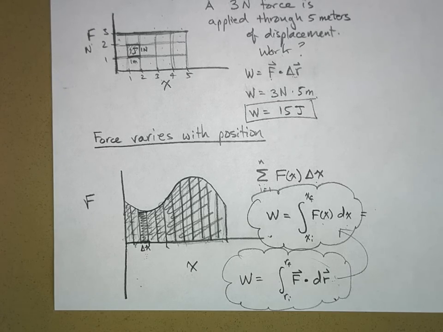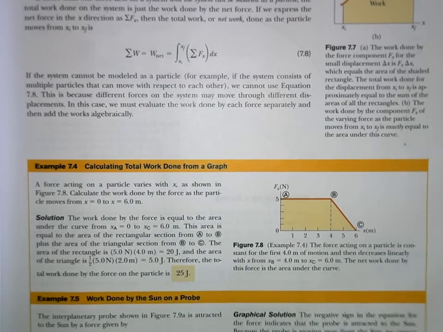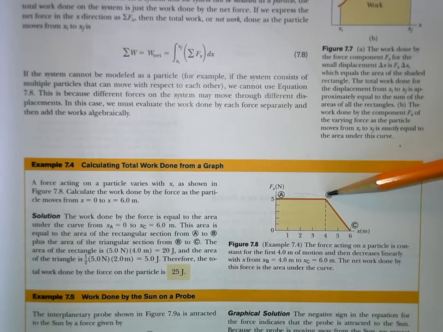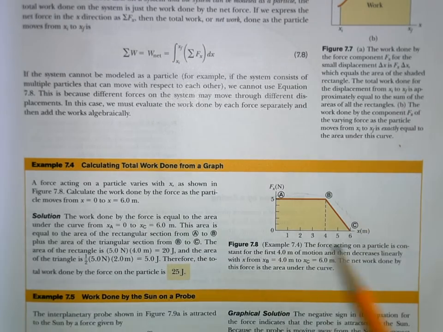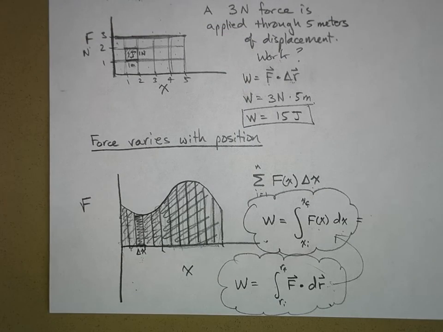Now, if I look in the book, though, you don't always have to use integral calculus. Sometimes you'll get a problem like this one. This is one of the example problems where you have a force that is constant and then it decreases at a steady rate. And here it's much easier just to say, oh, the work done is just the area underneath this graph. So here's a rectangle and a triangle, so find the area of the rectangle and the triangle and add them together. That'll work. Then you don't have to use calculus, and especially for those of you that are new to calculus right now, that's a good way to do it. Okay.